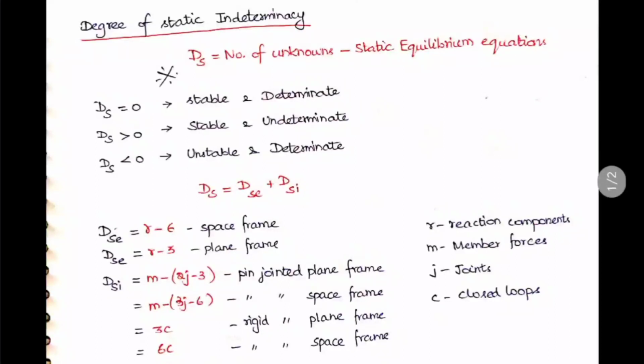So for pin jointed frame it is m minus 2j minus 3, and for pin jointed space frame it is m minus 3j minus 6. Here m is nothing but the number of members in the roof truss or portal frame, and j is the number of joints. And in the rigid frame it is 3c or 6c. So what does the c mean? It is the closed loops.